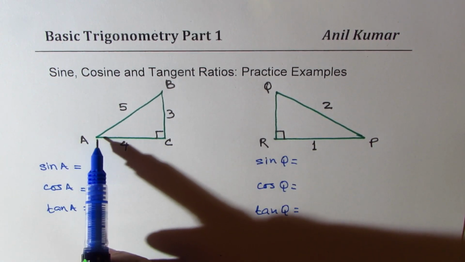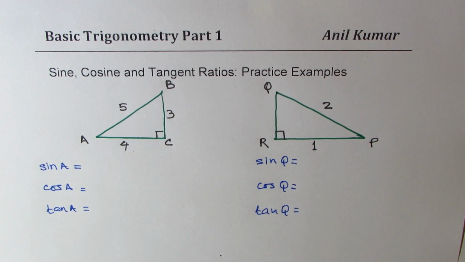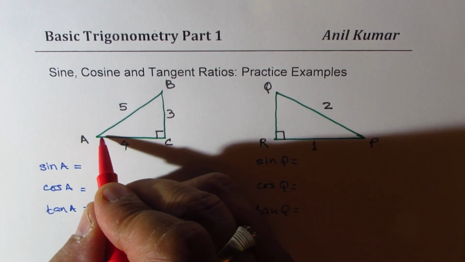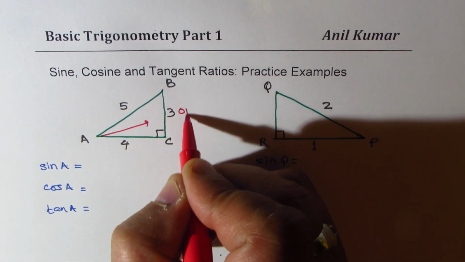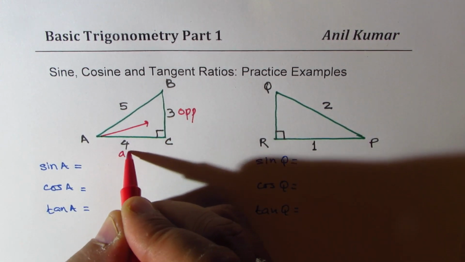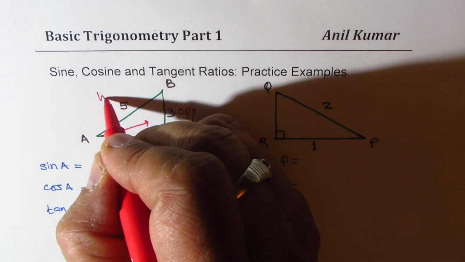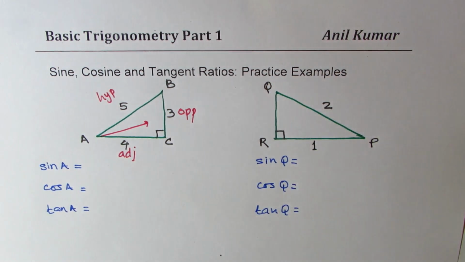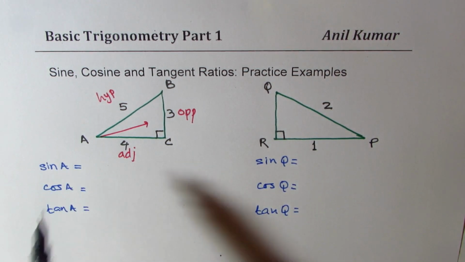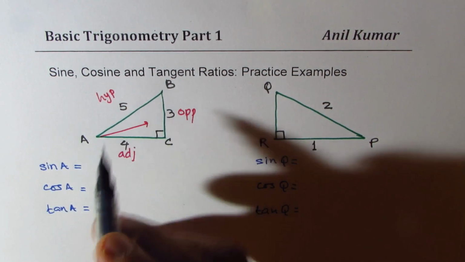Now, if you look from angle A, which is the opposite side? Side opposite to A is this. So this is opposite, and this one is adjacent. Here clearly we have the hypotenuse. So it's very easy to write. Sine of A is 3 over 5.